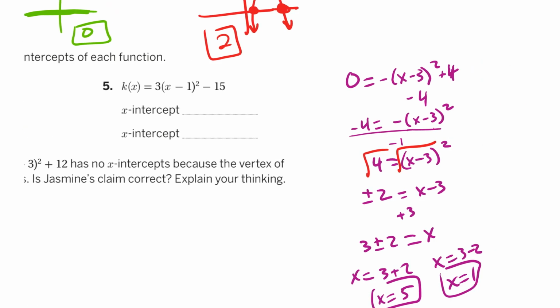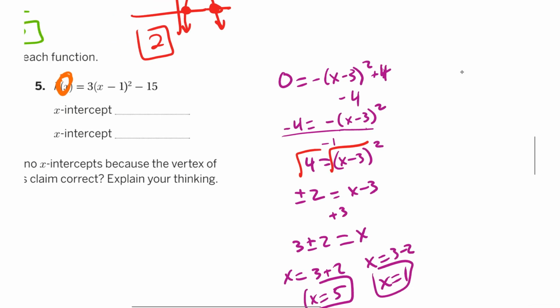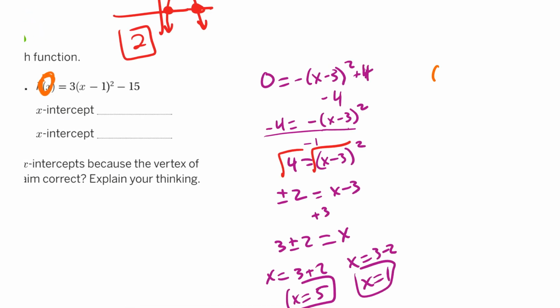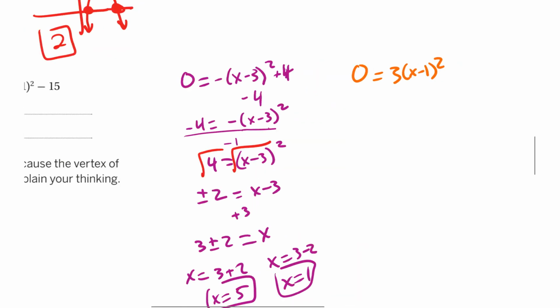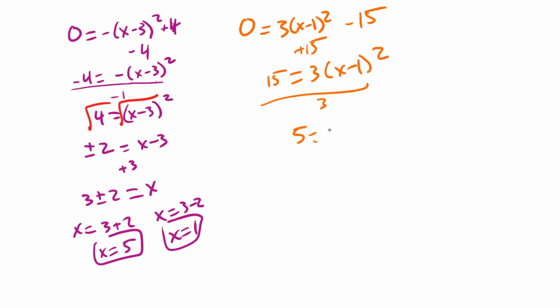Okay, for number 5, same idea. We're going to set the output, or in this case, k of x equal to 0. I'm going to rewrite this problem over here: 3 times (x minus 1) squared minus 15. So first step is I'm going to add 15 to both sides. Then I'm going to divide both sides by 3, which gives me 5 equals (x minus 1) squared.